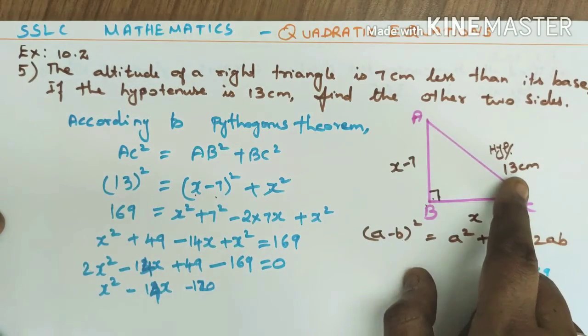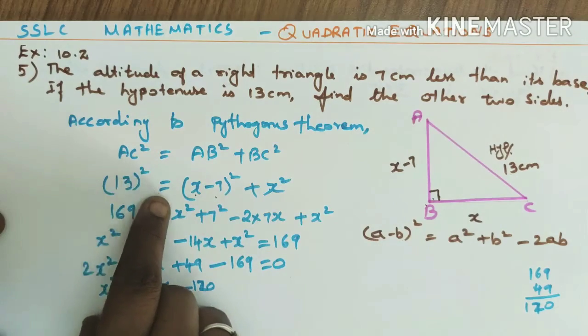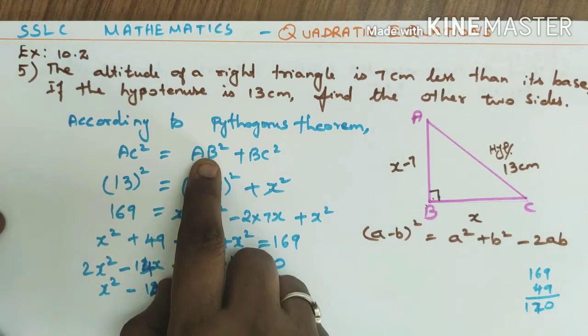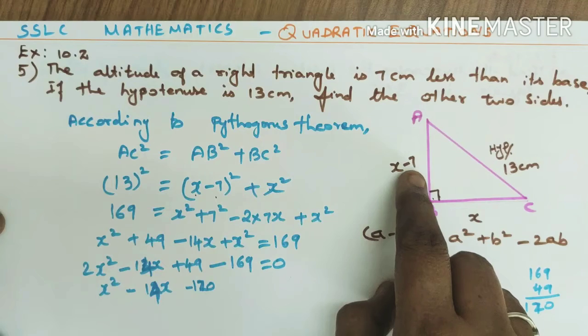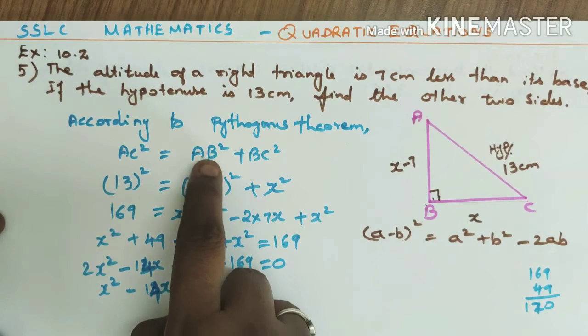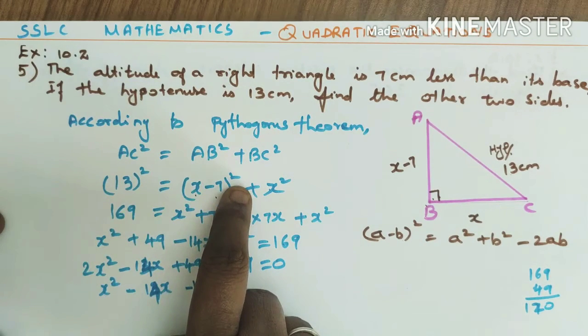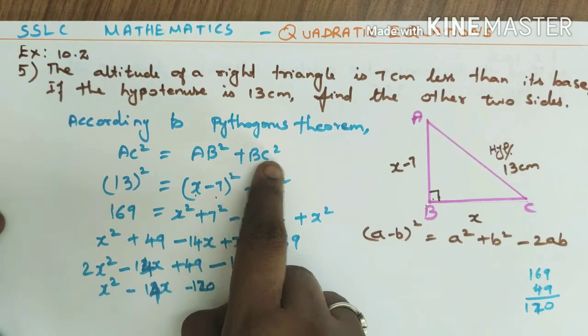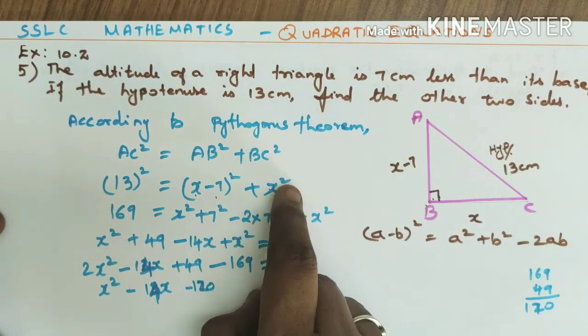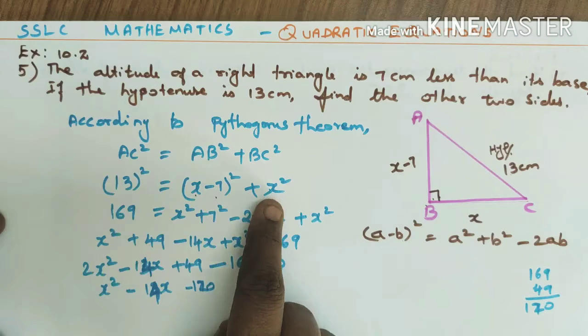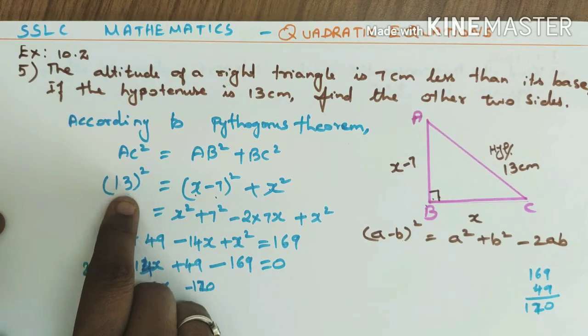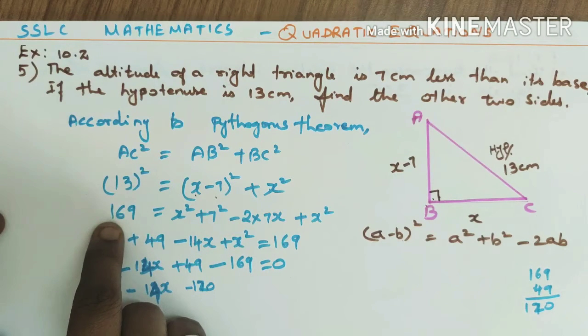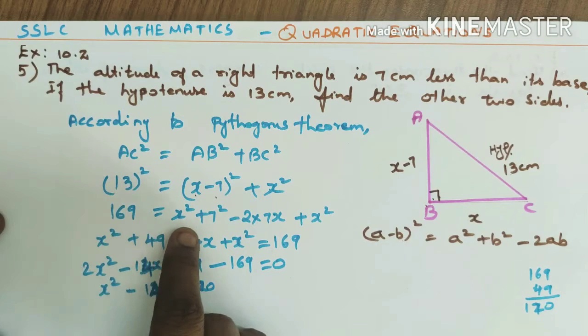Now substitute the value. AC is nothing but 13 centimeter. So 13 square is equal to, what is AB? AB value is x minus 7. So (x minus 7) square, AB square. This square we should substitute. Plus BC is nothing but x, so this is x square. Is it clear children? Now 13 square we already know is 169, which is equal to (x minus 7) square plus x square.